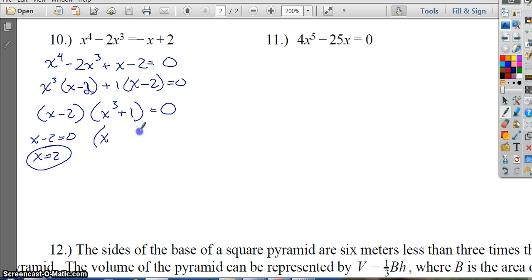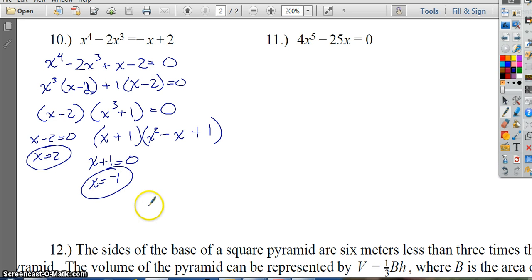x cubed plus 1 is factorable. Cube root of this guy is x, cube root of this guy is 1. So same, opposite, always plus. This would have to be an x squared, this would have to be a 1. This has to be a 1x. This guy is simple. x is negative 1, so they're my two real solutions.